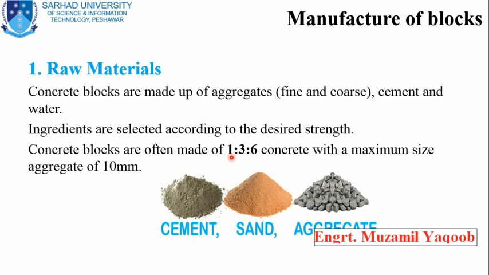And if we talk about the aggregate size, it is also important, and commonly 10 mm aggregate is used in block manufacturing, right? So this process is all about mixing these raw materials according to the required ratio. We can also change this ratio according to our uses, right? If we need high strength, we will use a different ratio for that, and if we require low strength, we will also use a different ratio as well.